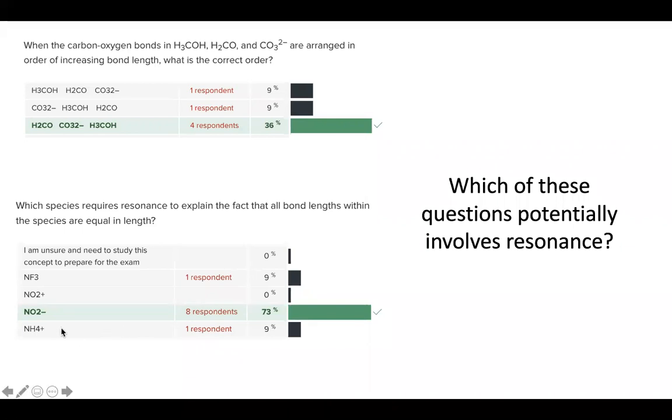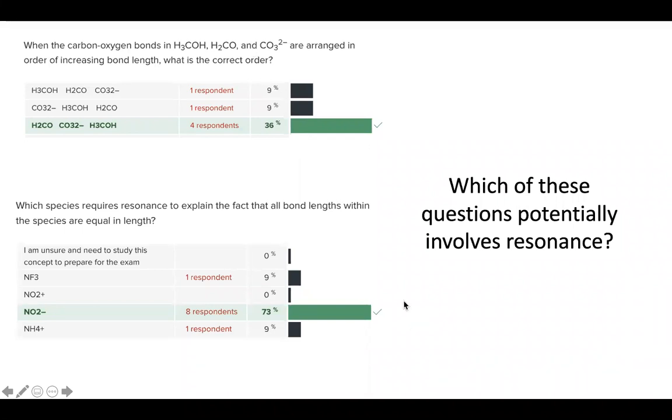If I'm thinking about something like NH4 plus or NF3 minus, I can draw Lewis structures for those. I think the bond lengths are equal to each other in NF3. I think they are equal to each other in NH4 plus, but I don't need resonance to explain that. That's what we're getting at within that one. So I think that bottom one there definitely involves resonance. I agree with folks that are saying that.